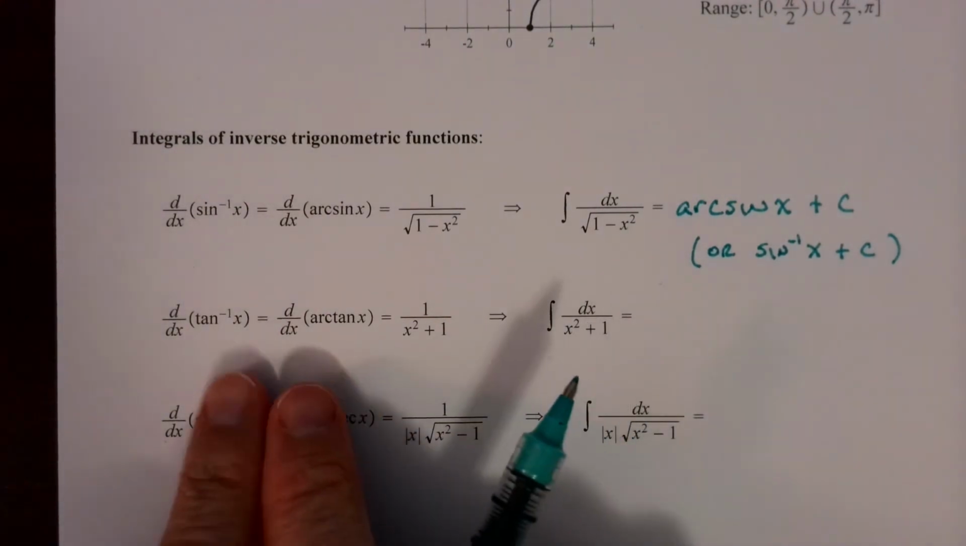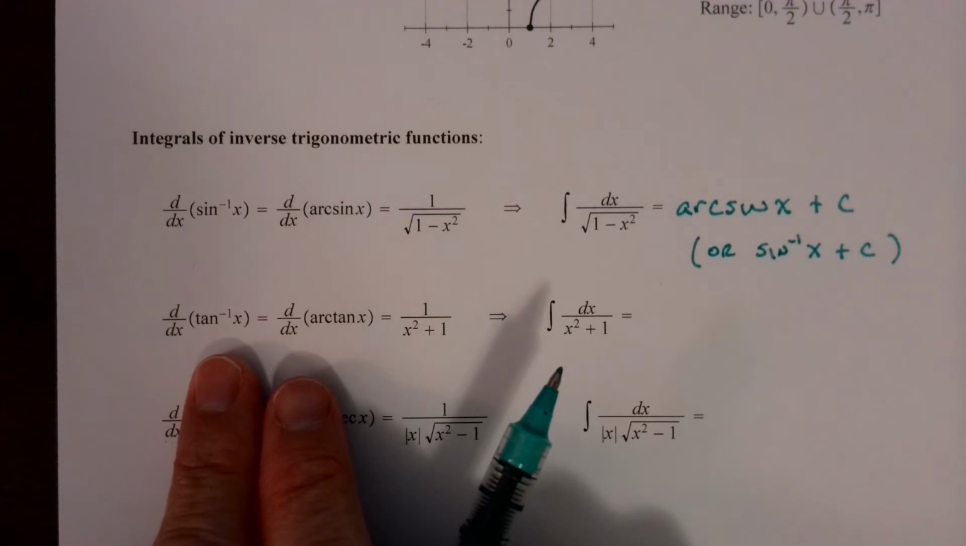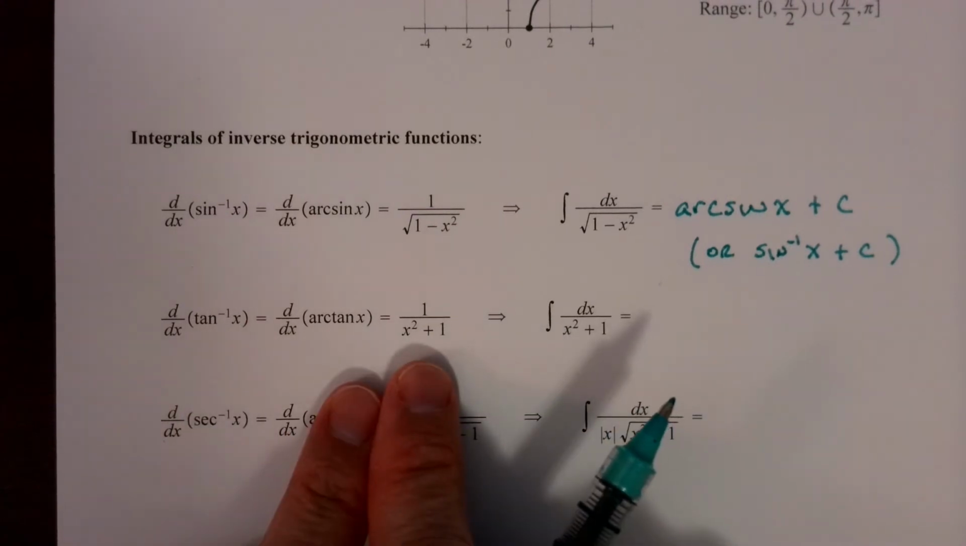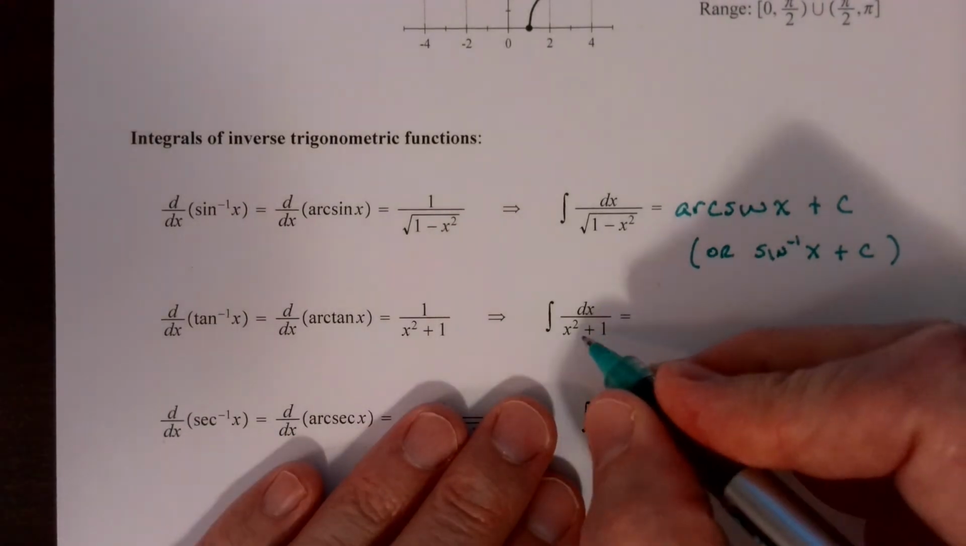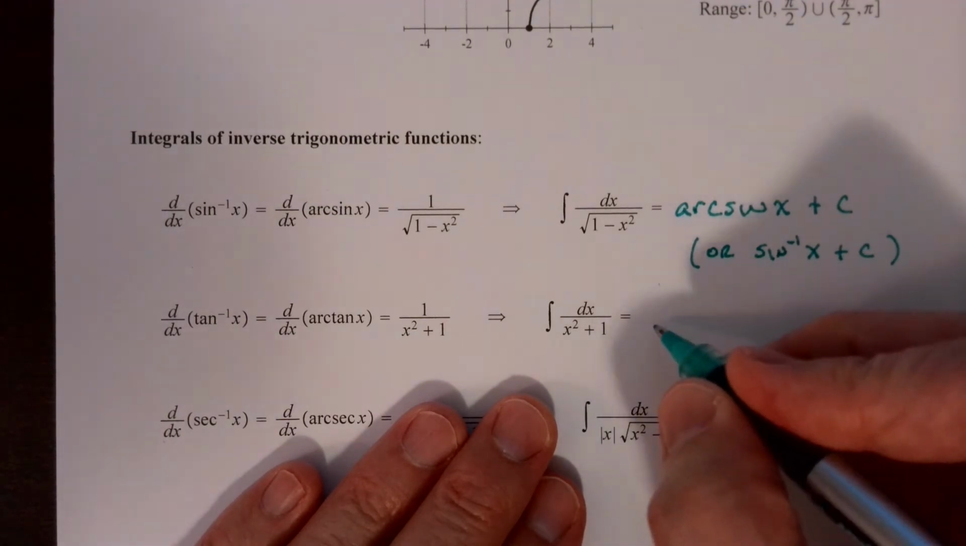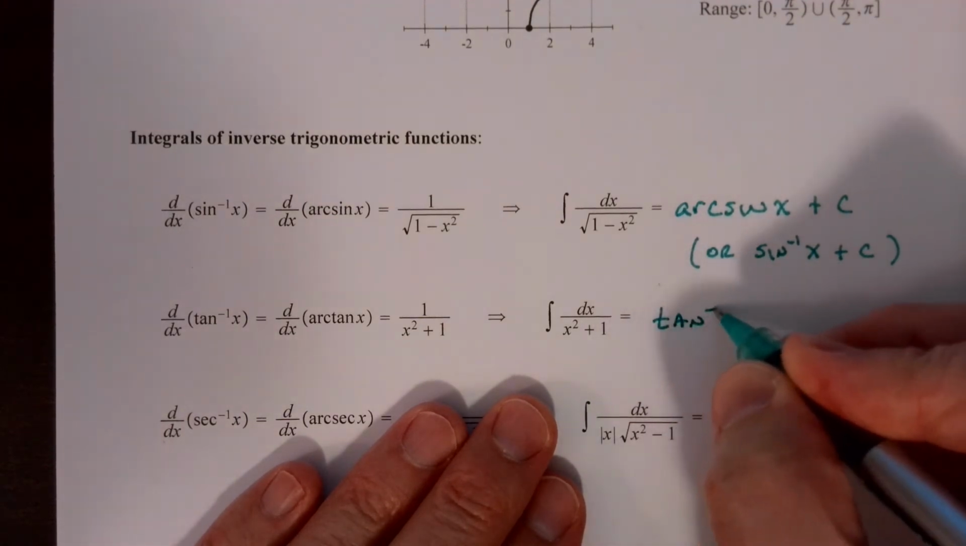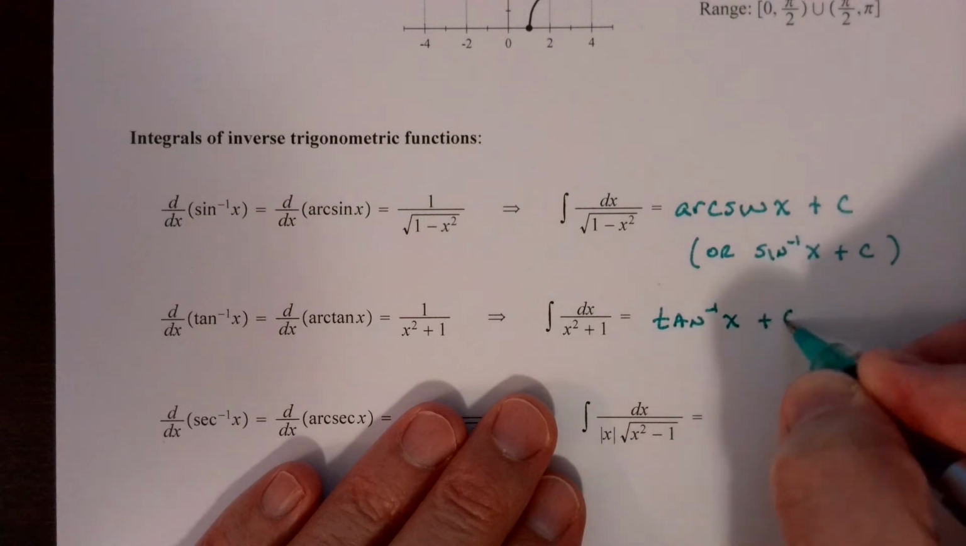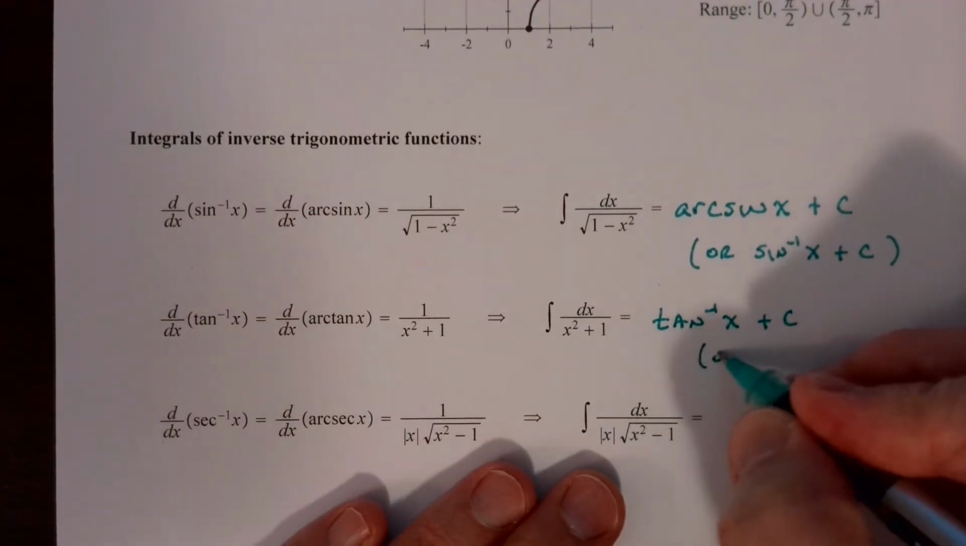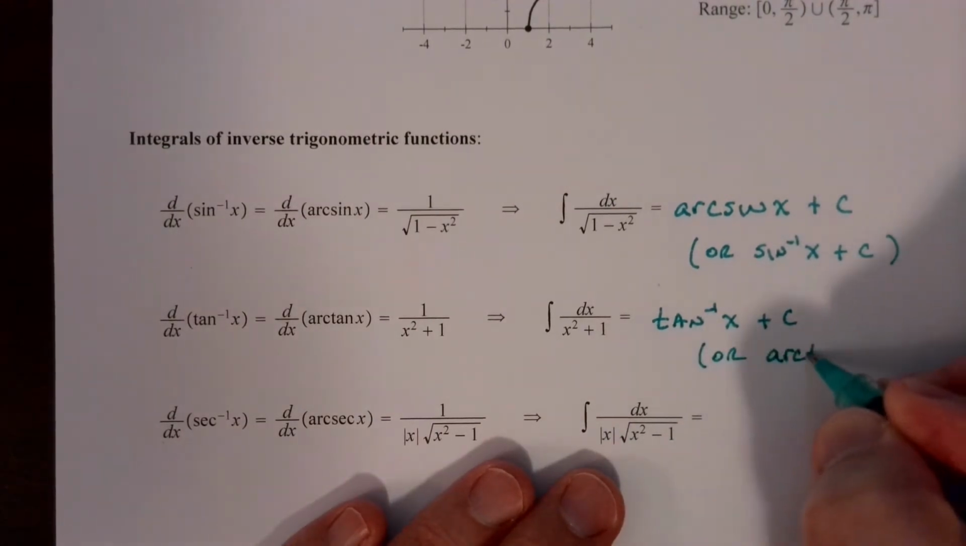And then similarly, the derivative of the inverse tangent function is 1 divided by x squared plus 1, and so the antiderivative of 1 over x squared plus 1 again is the inverse tangent function, or arc tangent x.